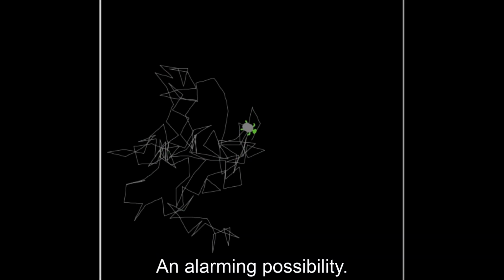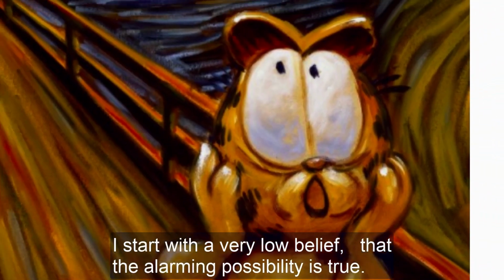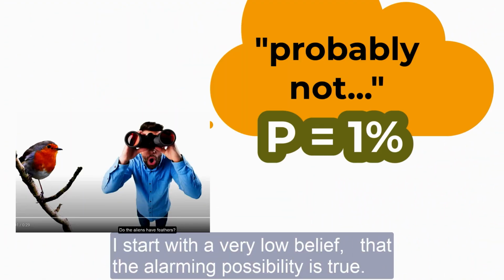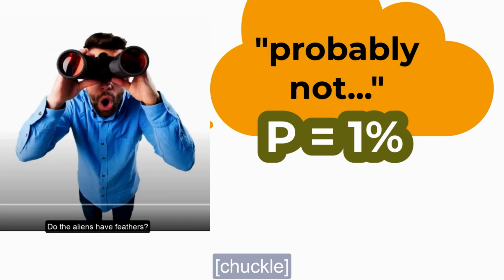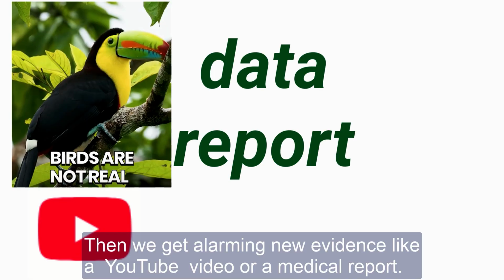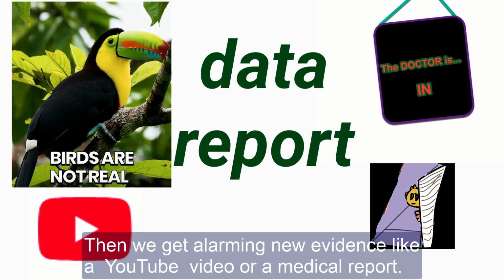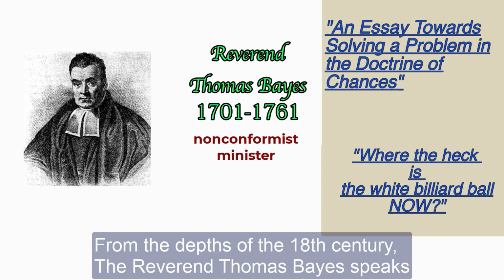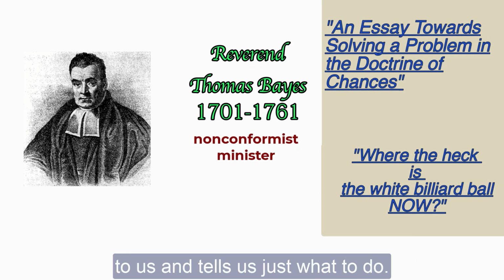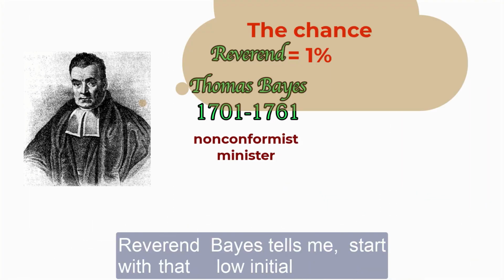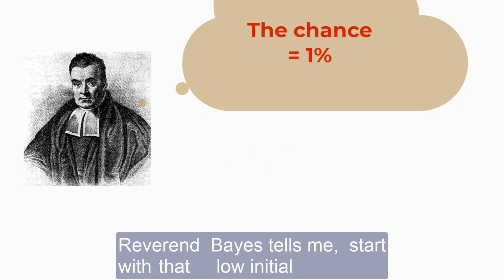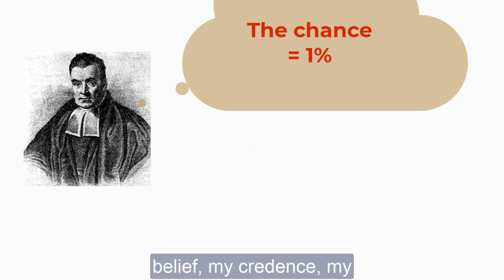But first, an alarming possibility. I start with a very low belief that the alarming possibility is true. I'm, after all, a reasonable human, huh? Then we get alarming new evidence, like a YouTube video or a medical report. From the depths of the 18th century, the Reverend Thomas Bayes speaks to us and tells us just what to do. Reverend Bayes tells me, start with that low initial belief, my credence, my personal probability, P.